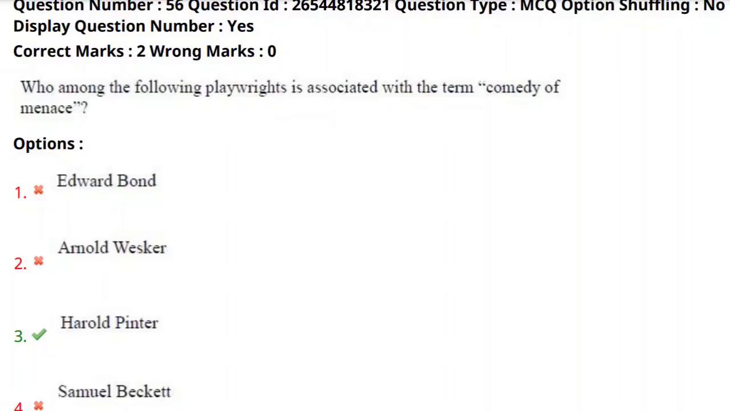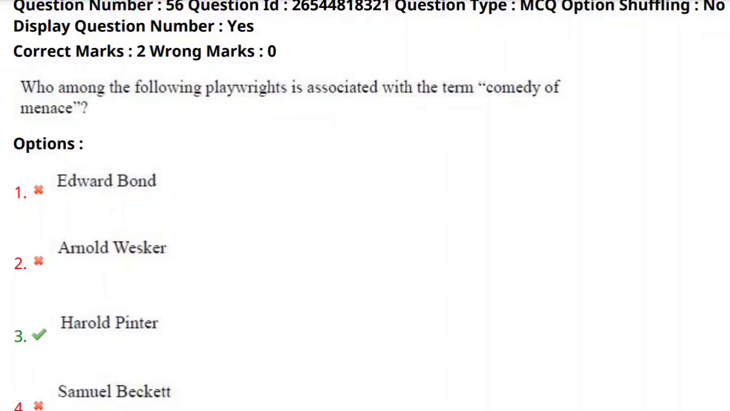So, comedy of menace is a style of drama. Here we can see two characteristics, which are comedy and the threat, which means menace. So it creates a sense of unease or tension in the reader or the audience. And the major playwright associated with the term comedy of menace is Harold Pinter. Yes, the third option is correct.